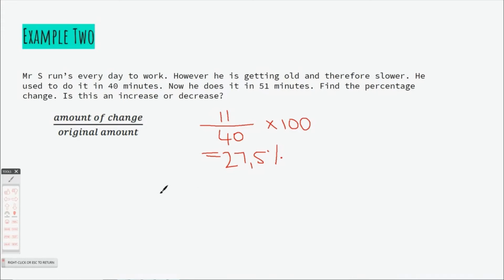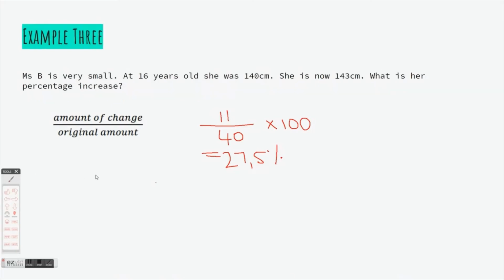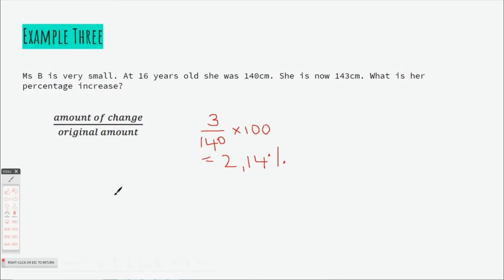Our next example, again, let's do the same thing. You give it a try, pause it, try and work it out by yourself, and then let's check out the answer together. You should have gotten 2.14% for this change. So hopefully this was a nice recap for you to explain what it is we did this week.